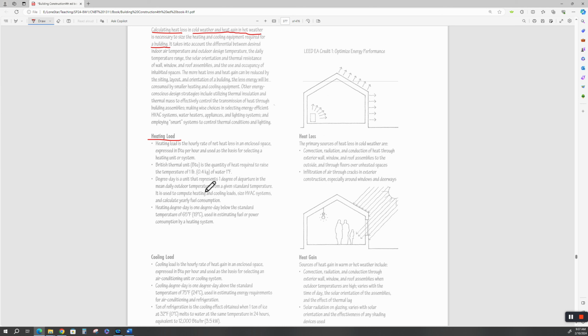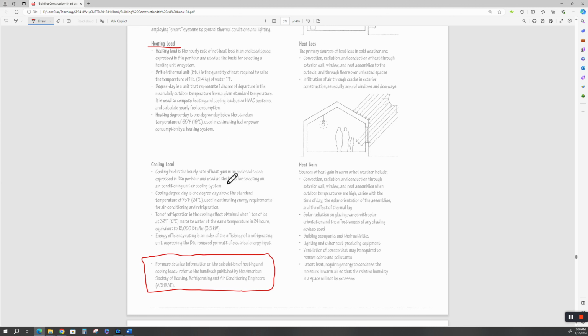A degree day is a unit that represents 1 degree of departure in the mean daily outdoor temperature. It's used to compute the heating and cooling loads and size the HVAC system to calculate yearly fuel consumption. Yeah, we do that. But there is an efficiency rating on all the units now. A heating degree day is 1 degree day below the standard temperature of 65 degrees Fahrenheit.